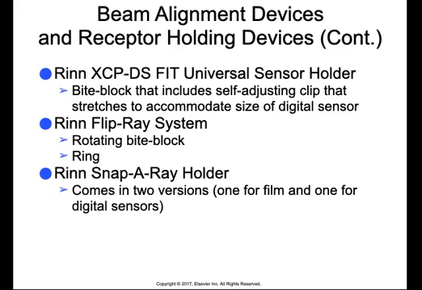And then a Rinn SnapRay holder, there are 2 versions. One is for films, and one is used for digital sensors. Those are the 2 different variations that they have in figure 17-5. They both have that angled edge for paralleling. Just one of them is designed for films and one is designed for sensors, but they both do the same thing.